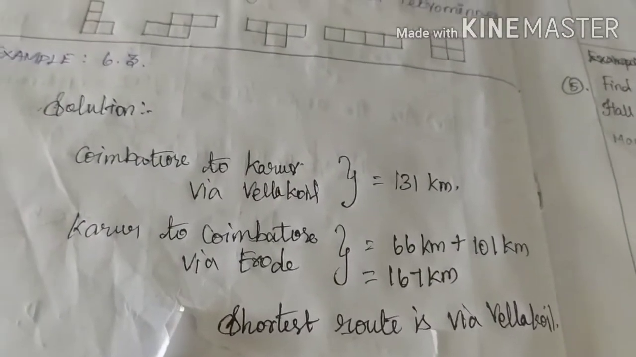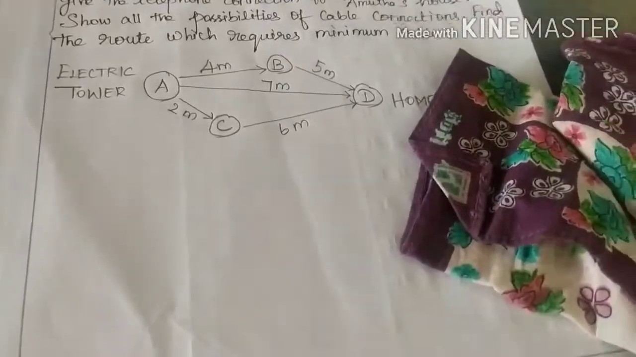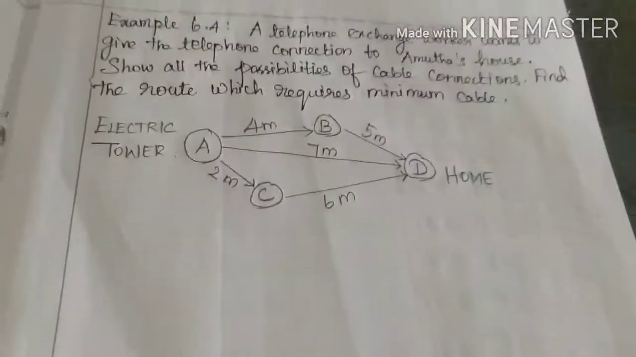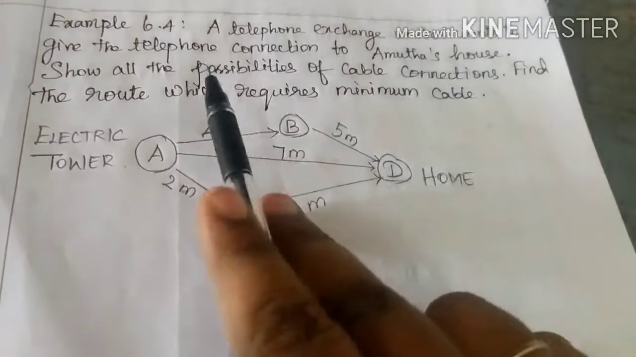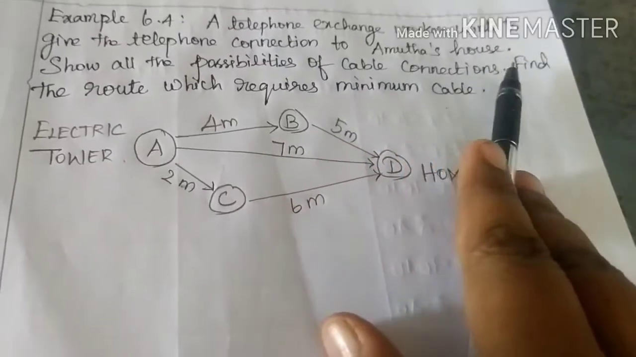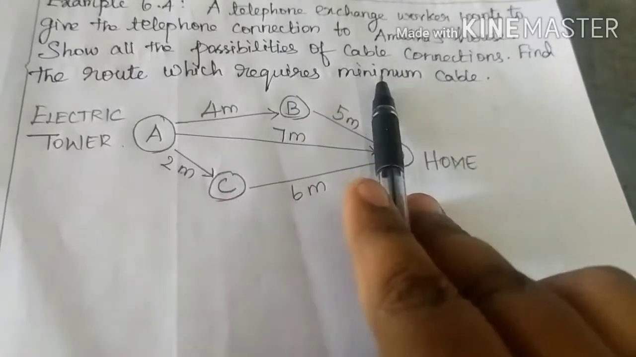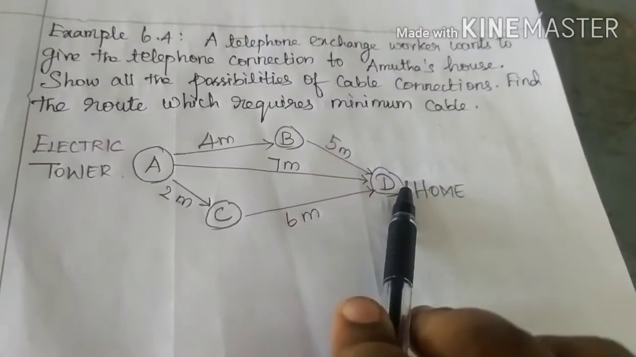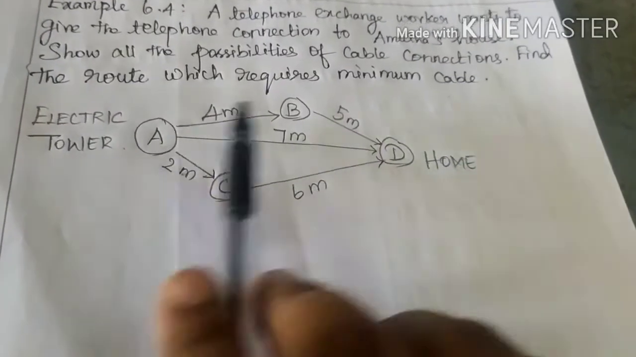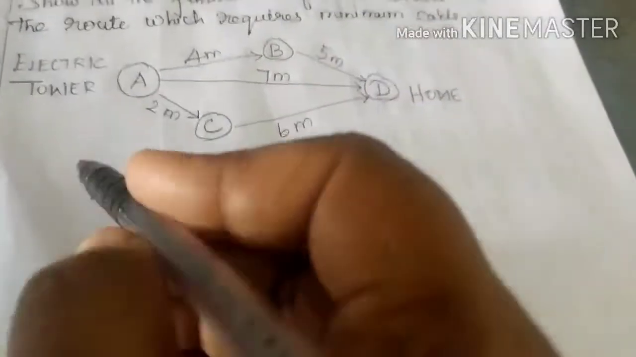So next I am going to teach you example number 6.4. A telephone exchange worker wants to give the telephone connection to Amuda's house. Show all the possibilities of cable connections. Find the route which requires minimum cable. Okay, so electric tower here, home here. So this is Amuda's home. We have to give the electric connection. Okay, so look here, 3 ways we have here. So write it here.